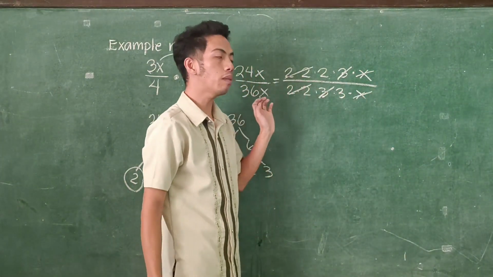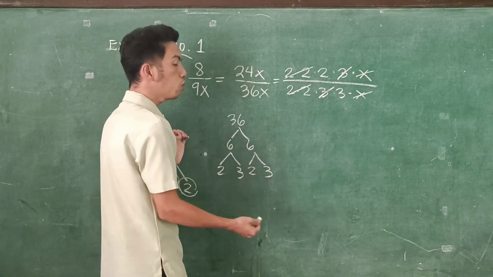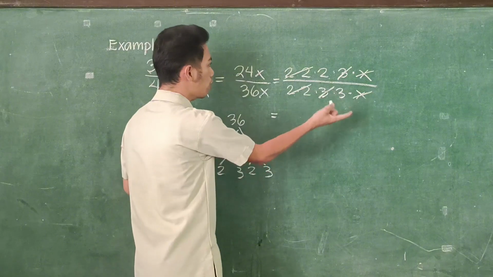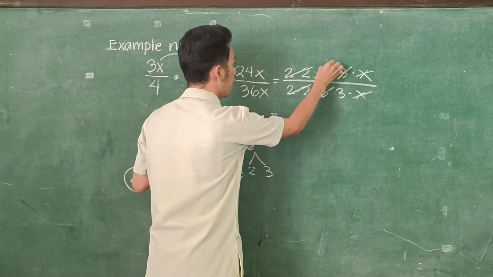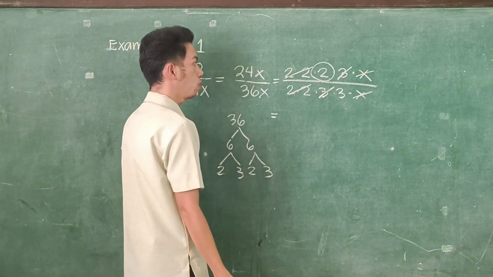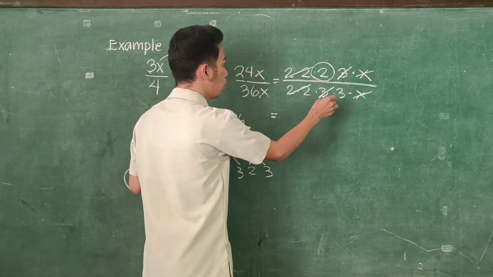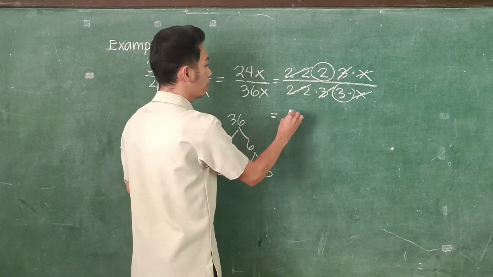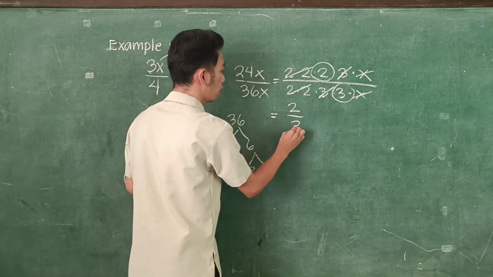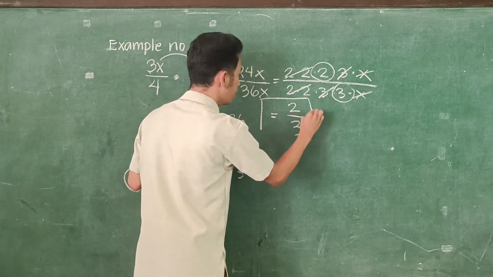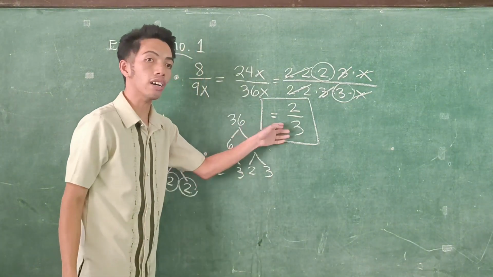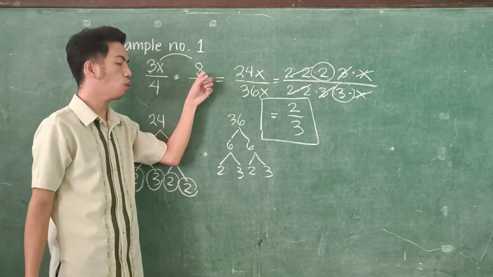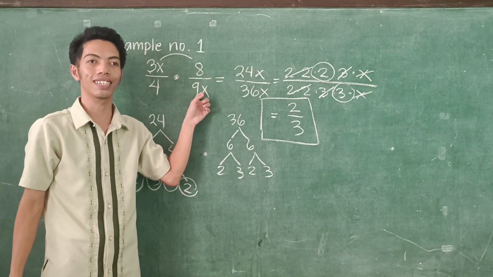And the answer will be, we are going to do step number 4. We will multiply the remaining factors. So, anong remaining factors sa taas? We have just 2. And in the denominator, we have just 3. So, the answer is 2 over 3. And this is the product of 3x over 4 and 8 over 9x.